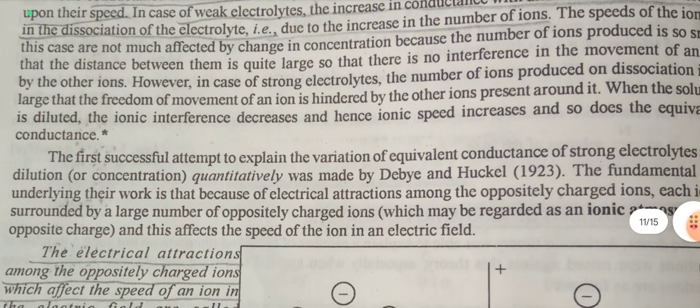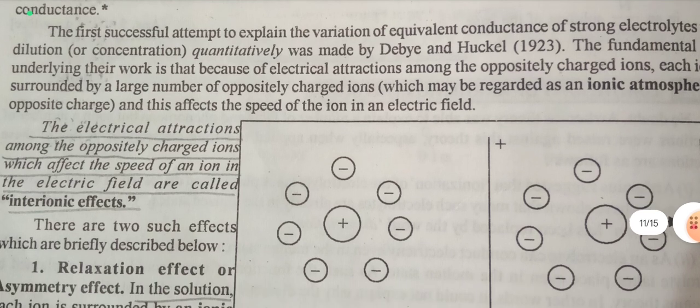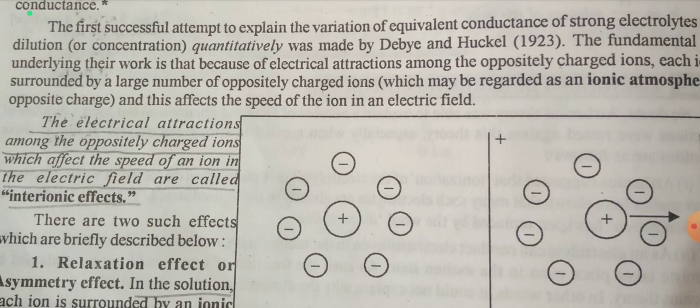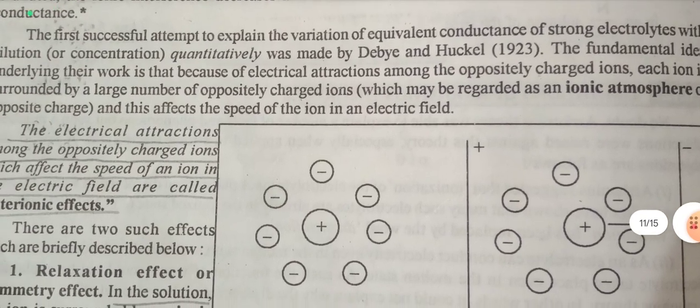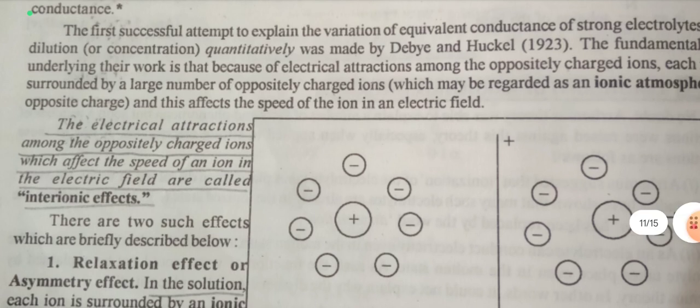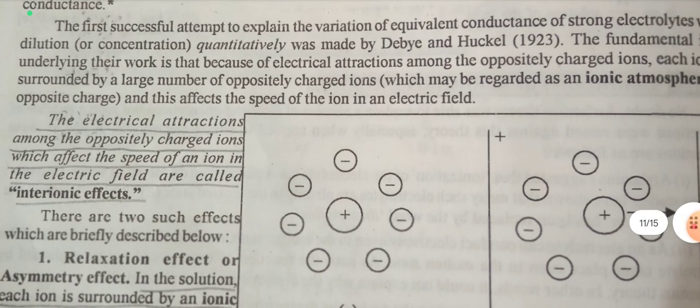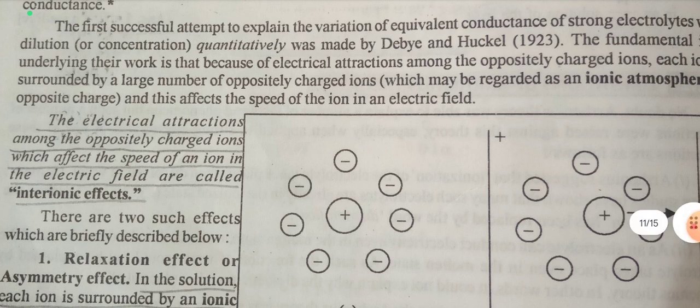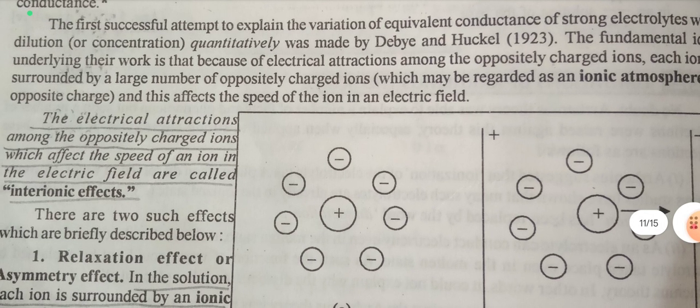So does the equivalent conductance. The first successful attempt to explain the variation of equivalent conductance of strong electrolytes with dilution was made by Debye and Huckel. The fundamental idea underlying their work is that because of electrical attraction among the oppositely charged ions, each ion is surrounded by a large number of oppositely charged ions, which may be regarded as the ionic atmosphere, and this affects the speed of the ions in an electric field.